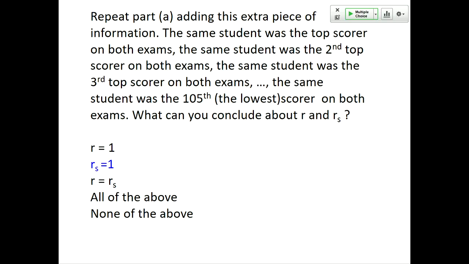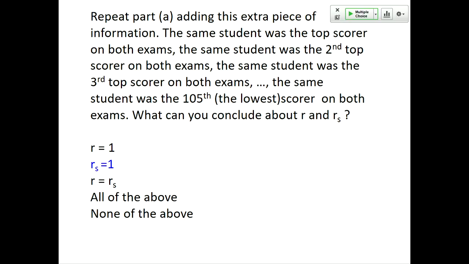The top scorer might have scored a huge amount, like had a big distance from the next score on the first exam. So you don't know how their z-scores match up. Does that make sense? Okay.